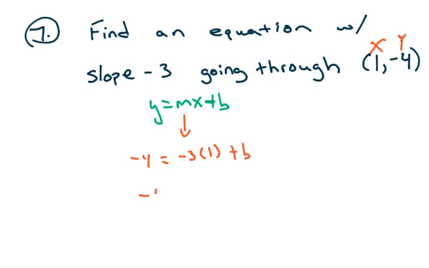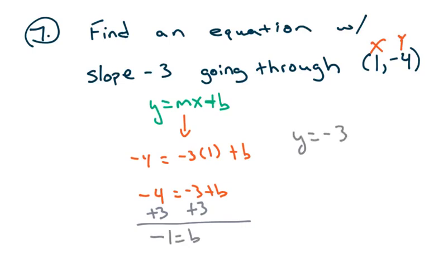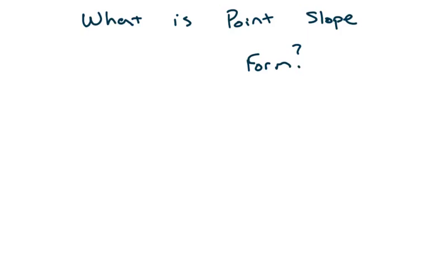and we just solve. So -4 equals -3 plus b. Add 3 to the other side. -1 equals b. So the equation is y equals -3x minus 1. And there's my answer. Okay, keep it going.